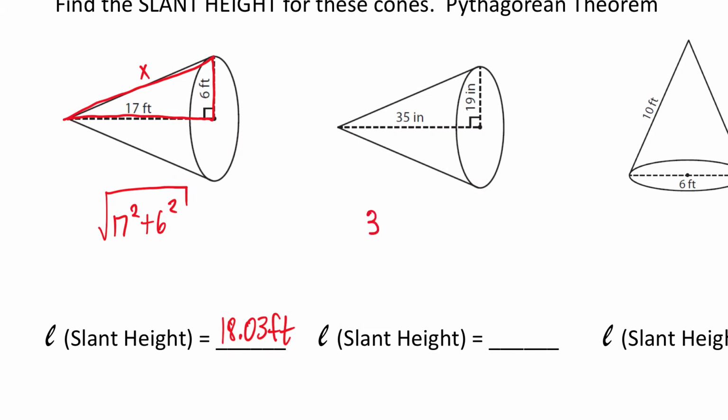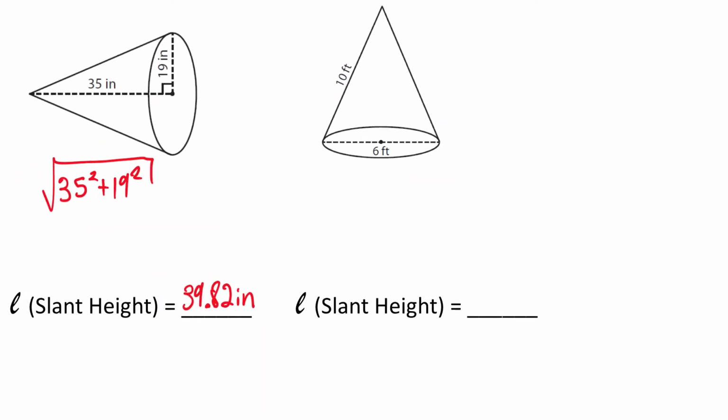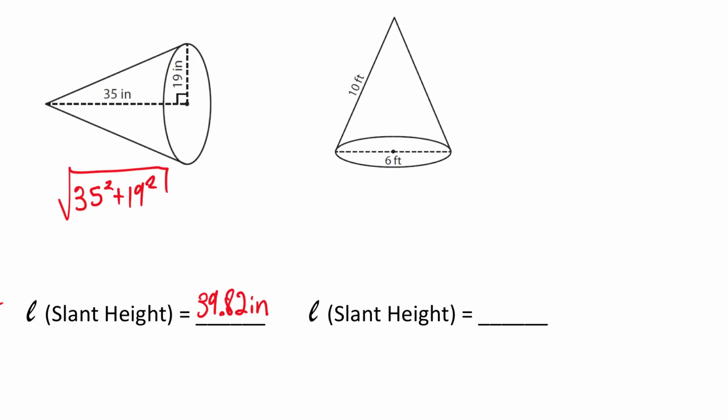Feet. All right, on this one, 35 squared plus 19 squared, which is 9.82. Yep. Okay, and then on this one, it's 10. Yep, it's just that 10.